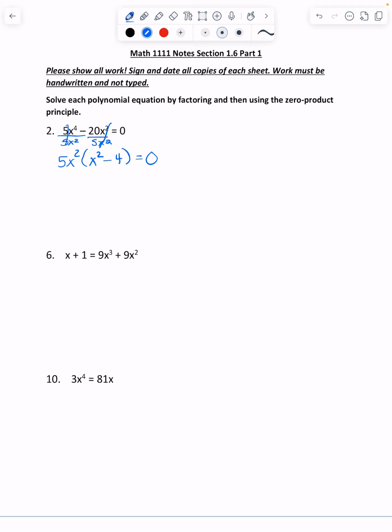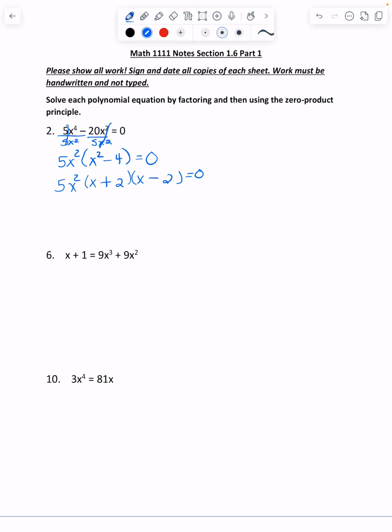I'm going to keep factoring until I've factored completely. 5x squared is my GCF. It's part of my answer. X squared minus 4 has two terms, so that's either going to be squares or cubes. This actually is a difference of perfect squares, which is factorable. My signs are always plus minus. X squared breaks down into x times x. And what number do I square to get 4? That would be 2 and 2. So this is now factored completely.